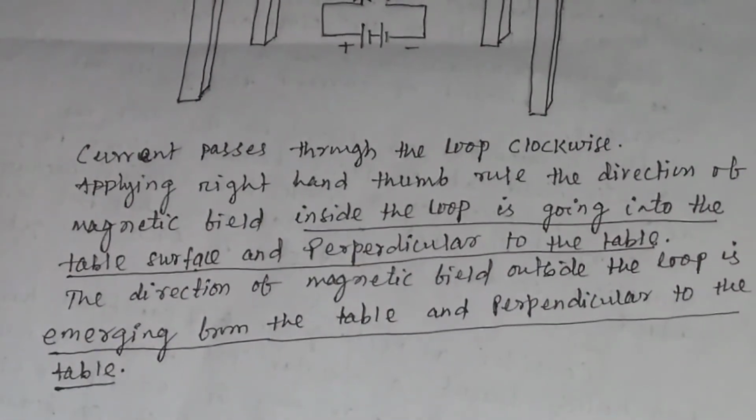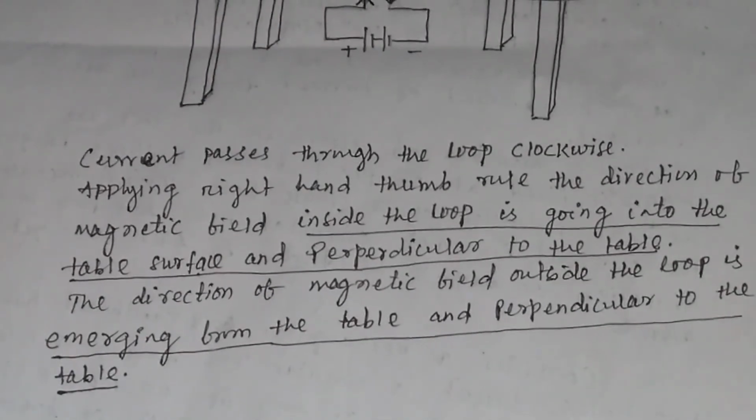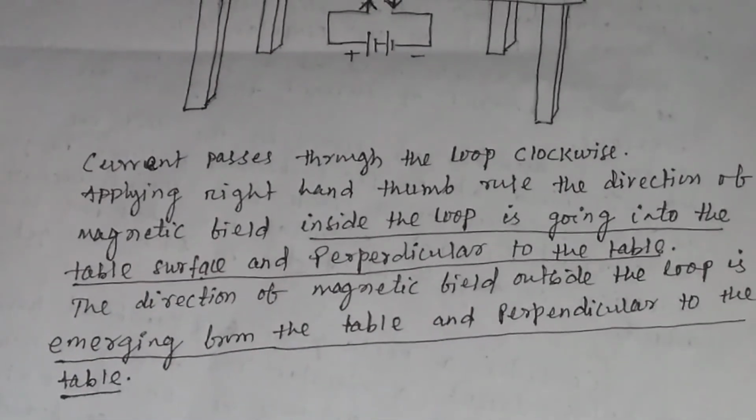So this is a little bit of discussion about how magnetic field is produced in a circular coil carrying current.